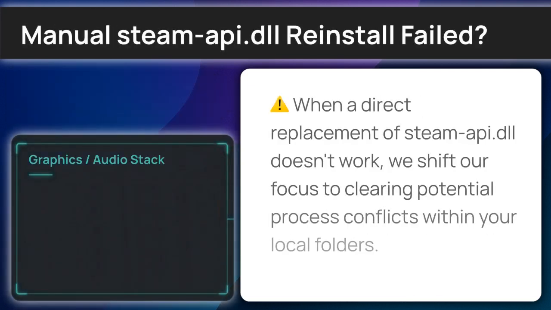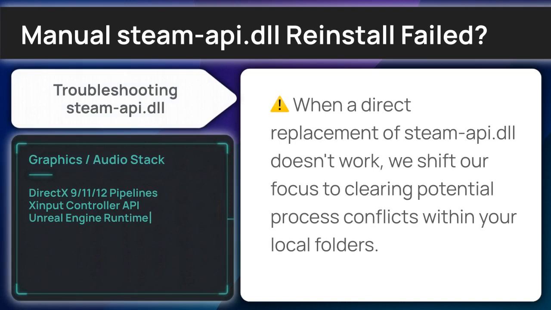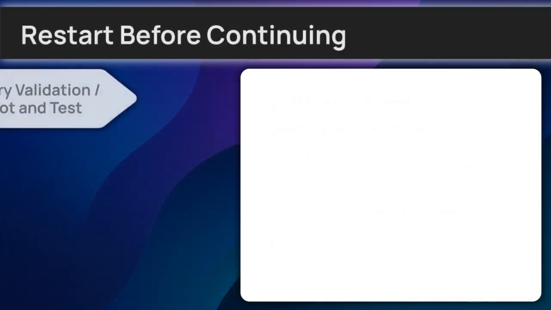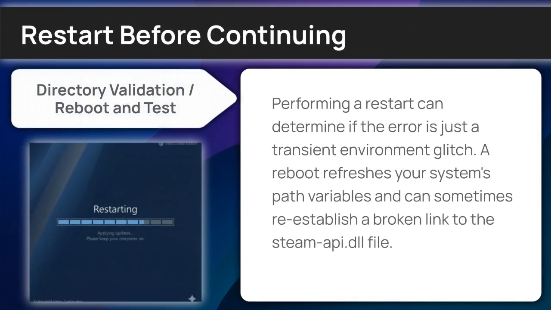If the redistributable repair didn't resolve the pop-up, the next logical step is to analyze the local environment for process conflicts. A system reboot is a reliable way to clear away zombie processes that might be interfering with Steam API. It's a low-impact step that ensures your operating system is starting with a synchronized environment.